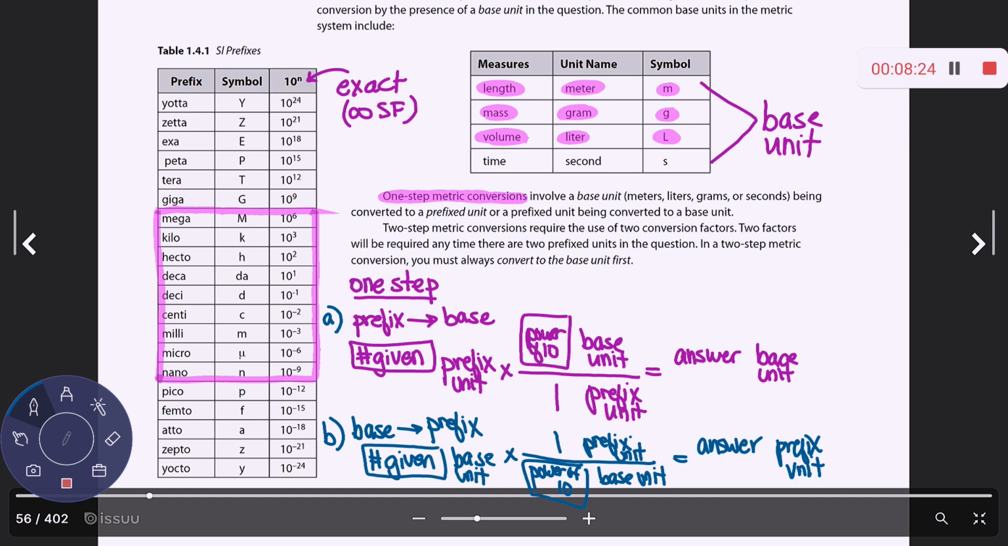Okay? So before I give you the setup for the two-step problems, let's take a look at the practice problems on the next page. We're going to look at number 1 and number 2. Okay?